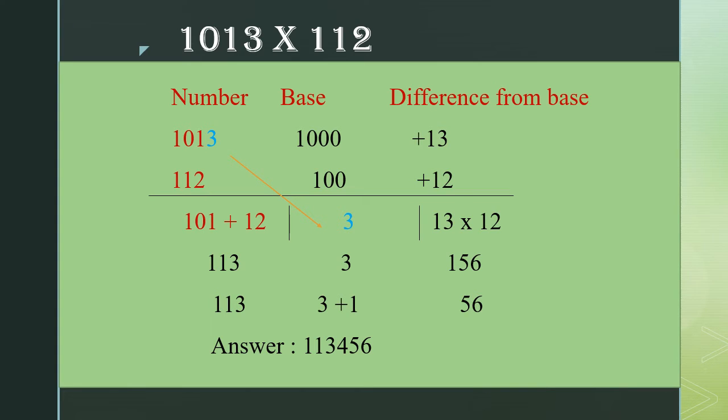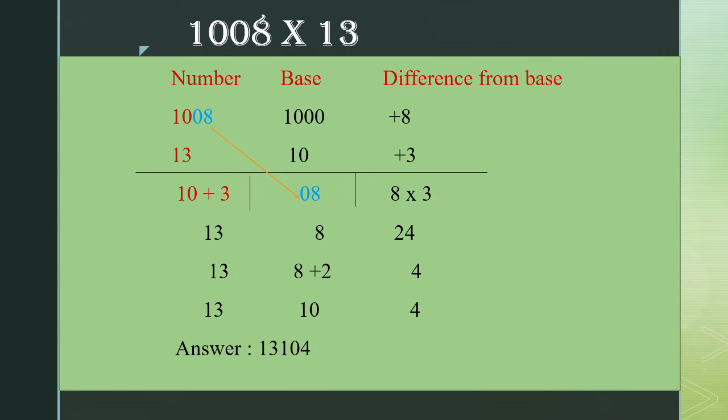For the second part, we have to copy the part of the bigger number which was left in the first part. So in the first part, we have used 101 of 1013, and in the second part 3 will be copied. For the last part, we have to multiply 13 by 12, which is 156. Now, our smaller base has 2 zeros, so this part should be a 2-digit number. But here is a 3-digit number. So what we need to do is copy this 1 to the 3, so that it becomes 4, and the final result would be 113456.